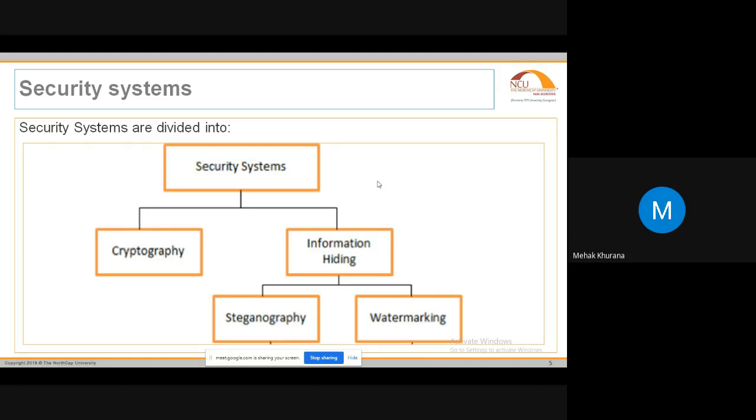A security system is divided into two parts, mainly cryptography and information hiding. In information hiding, we have steganography and watermarking. Cryptography, as sir told yesterday, is where we encrypt the data into some other form so that nobody can understand it. Steganography is where we hide the existence of the data. It is not that we don't have the data; we have it, but we hide it so that nobody knows we have some data, so that it remains secure and nobody is able to detect it. So next slide.